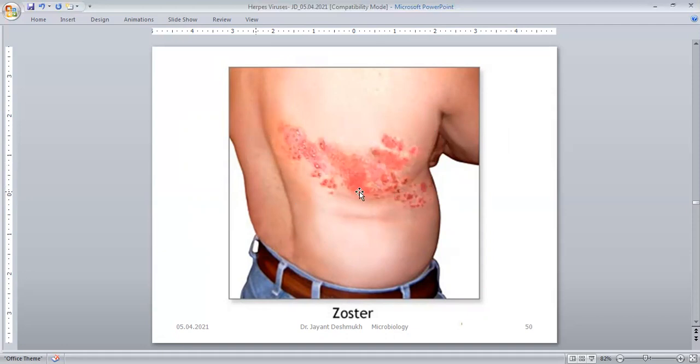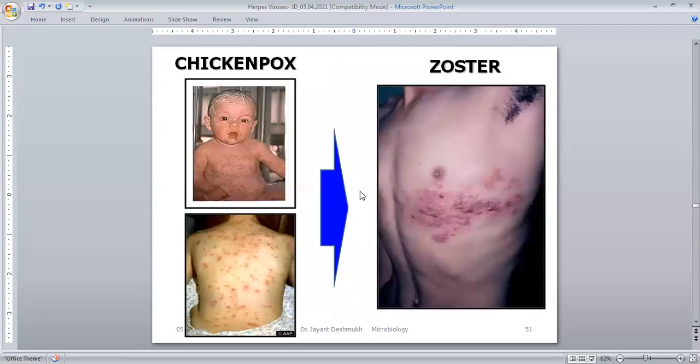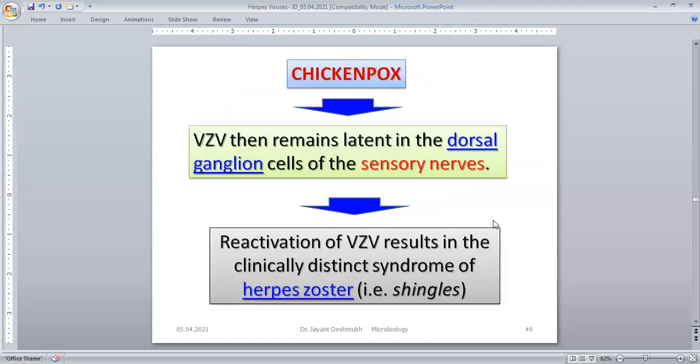These sites only get the disease. So clinically they differ, because chickenpox is a generalized infection, and herpes zoster is a localized infection. So the term is known as a clinically distinct syndrome, herpes zoster. Chickenpox and herpes zoster are caused by the same virus. That virus is known as varicella zoster virus. Varicella means chickenpox, zoster means herpes zoster, and the virus name is the same.